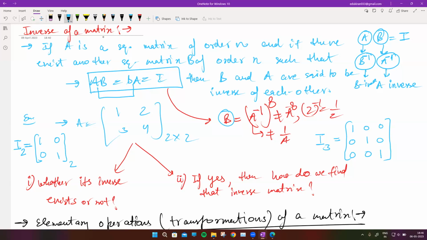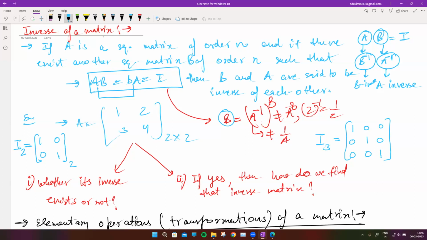Okay, so now whenever I see a square matrix, there should be 2 questions in my mind. First is whether its inverse exists or not. It may be possible that for any square matrix A, there is no such matrix B that their product is I. So the first question is whether its inverse exists or not. And the second question is, if its inverse exists, how do we find that inverse?